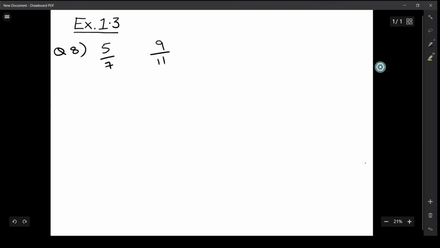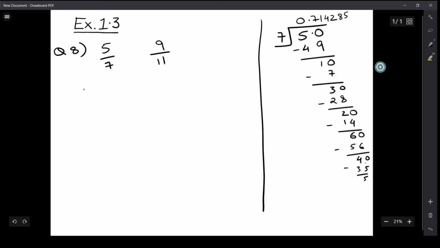Moving on to the next question, question number 8. It's asking us to find 3 different irrational numbers between the numbers 5 by 7 and 9 by 11. Irrational numbers, it'll be easier to find when we have these in decimal forms. So let's get the decimal forms of these. Just gonna use space on the right side as a rough sheet.